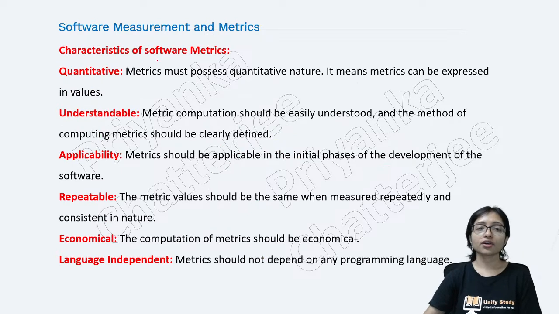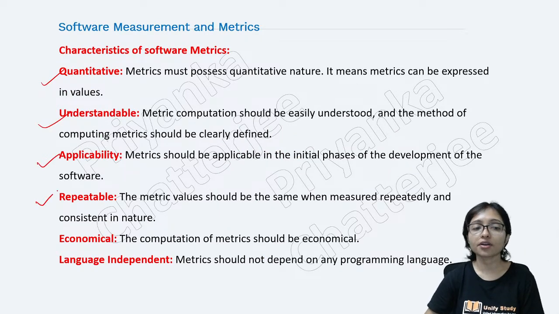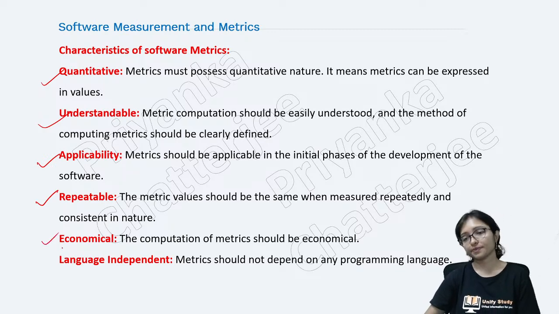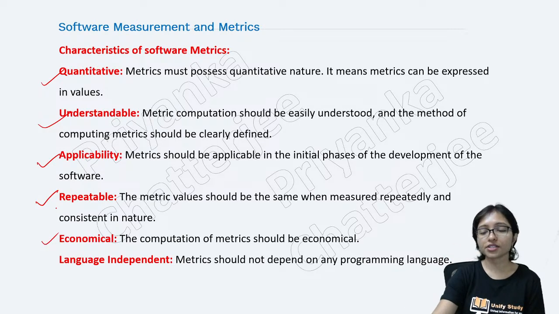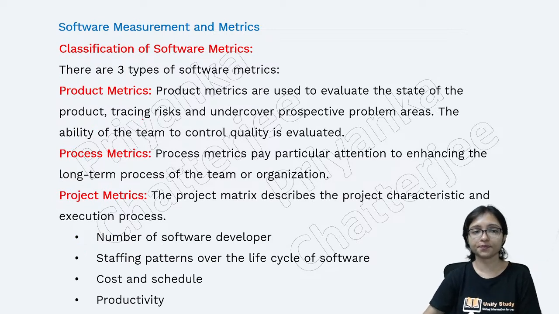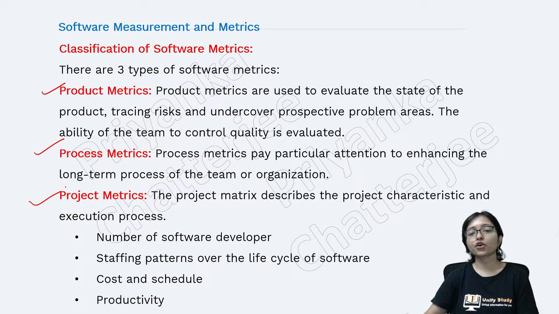What are those? Here: qualitative, understandable, applicable, repeatable, economical. These are the characteristics of a software metric. Product metric, process metric and project metric. Very, very important. Three different types of metric.